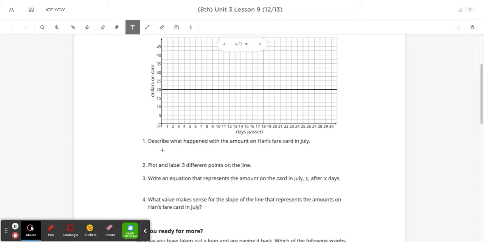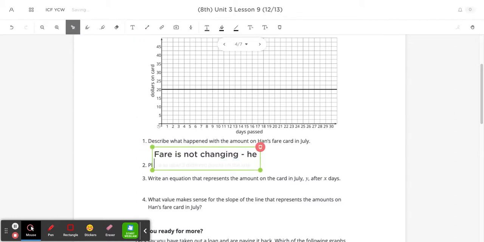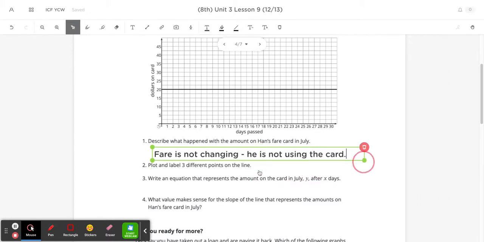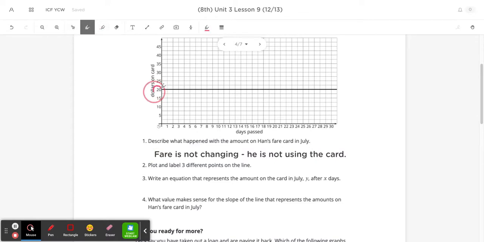So you might have noticed that in July, the fare is not changing. So he is not using the card. And we know that because no matter how many days have passed, the amount of dollars on his card is just 20, right? And so you could label any point on the graph. Like for example, this is 4,20, and make sure that you labeled 3 points because that's what they asked you to do in question 2. So if you need to label more, you can pause.